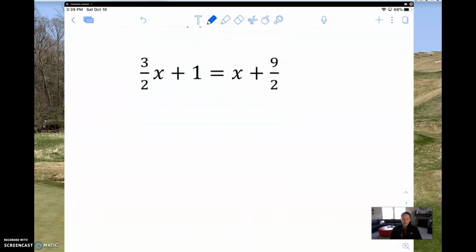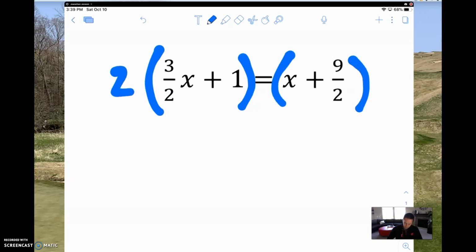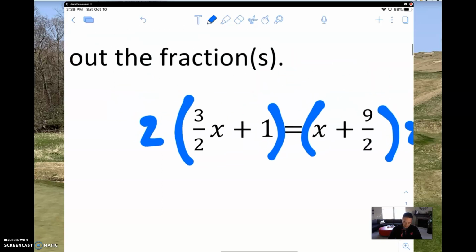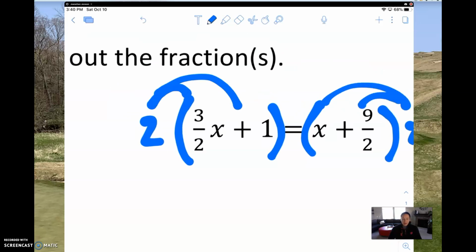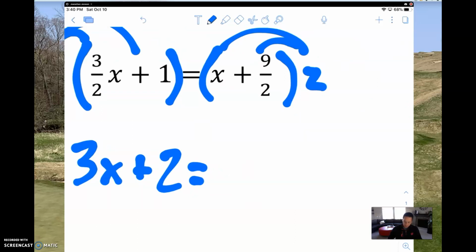And now the fraction that I'm looking at, it's got a 2 on the bottom. So since I have a 2 on the bottom, we're just going to multiply both sides by a 2. And then I'm going to take that 2 and I'm going to distribute it both ways. And 2 times 3 over 2x, you can take 2 times 3, that's a 6. 6 divided by 2 is 3. So that's going to be 3x plus 2 equals 2 times x is 2x. And 2 times 9 is 18, divided by 2 is 9.